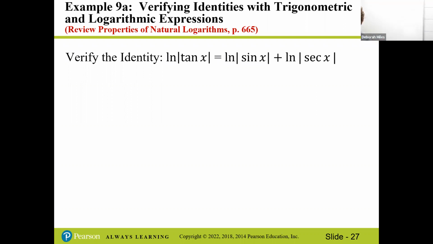So which side would you start with? Just take a deep breath. Oh, yes, Miss Madison.